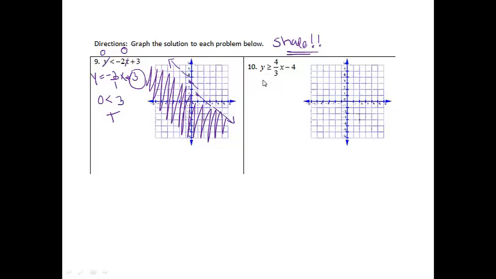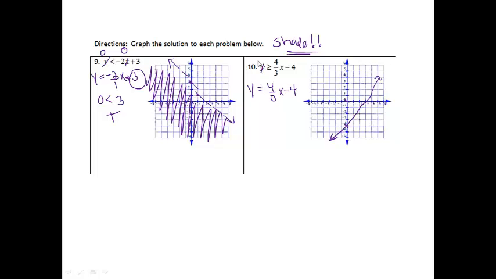Okay, number 10, y is greater than or equal to 4/3 x minus 4. Again, I'm going to graph the line y equals 4/3 x minus 4. I'm going to start down at negative 4. From here, my slope is 4/3, so I'm going to go up 4 over 3. And since there is an equal sign under here now, I'm going to actually include that, so it's going to be a solid line.